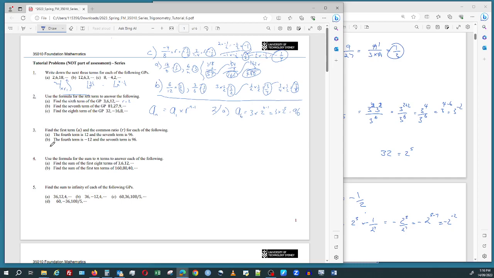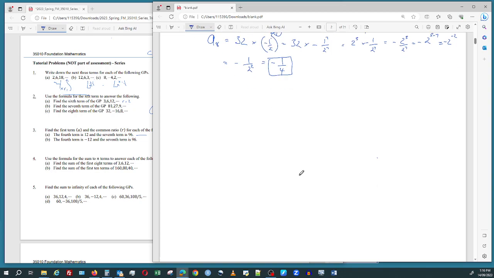Alright, find the first term and the common ratio for each of the following. The fourth term is 12 and the seventh term is 96. So this will be a bit harder to pull apart, but we'll have a go. Alright, so we're looking at question 3, and A. The fourth term, A4, is equal to 12, A7 is equal to 96.